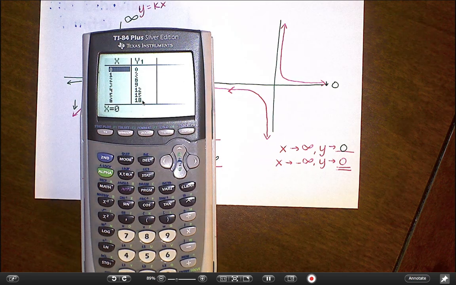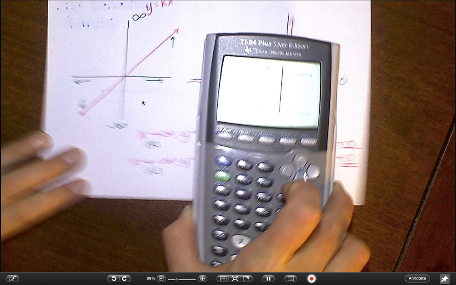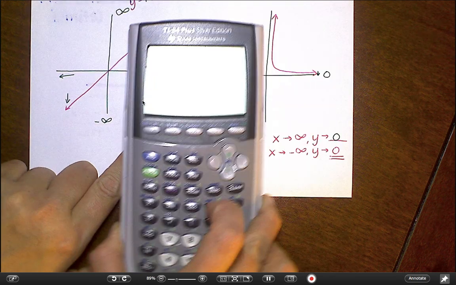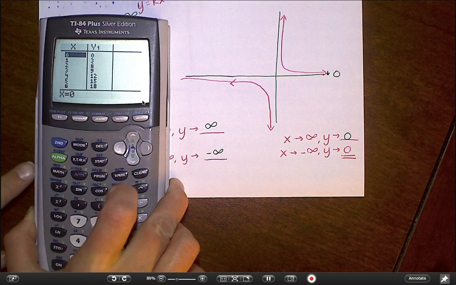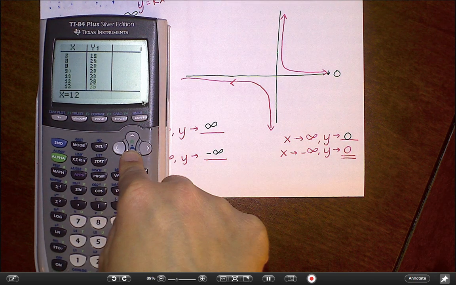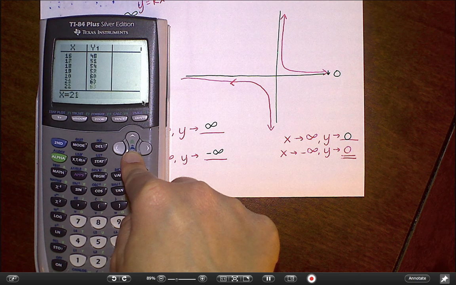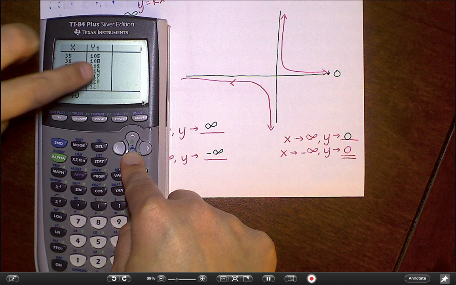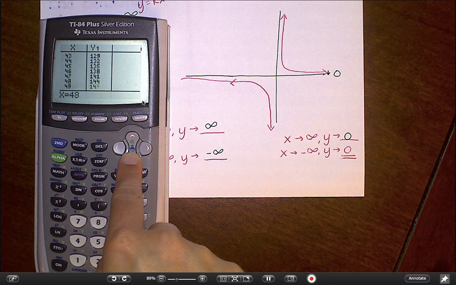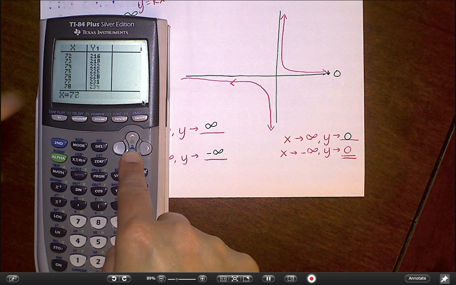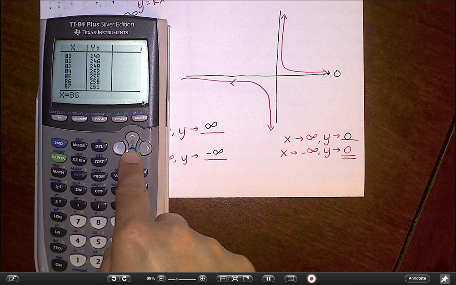Okay. When I say x is going to infinity, that means x is getting bigger forever and ever and ever, and I want to know what's happening to my y values. So in my table, me pushing the down arrow is making my x's get bigger and bigger. Look at these numbers. They're getting bigger and bigger and bigger. And look at what's happening to my y numbers. They're getting bigger and bigger and bigger. And that's going to continue forever and ever, right? The bigger my x gets, the bigger my y gets.